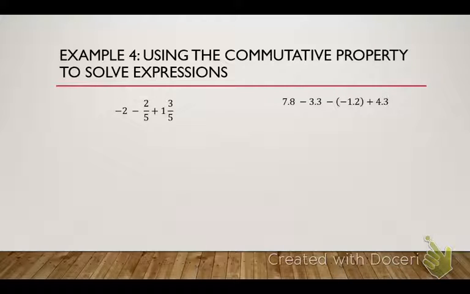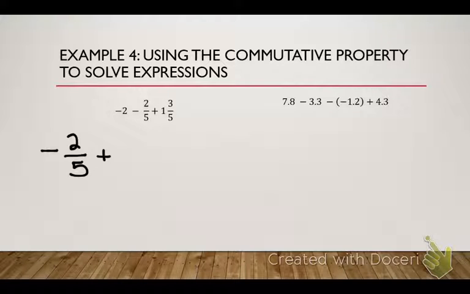Negative 2 minus 2/5 plus 1 3/5. Well, if I was working left to right, I would have to find an LCD, right? Why don't I work my fractions first and see what comes from that? The commutative property says let's rearrange these. Negative 2/5 plus, change it. Just make sure you change those mixed numbers to improper fractions. You will make fewer mistakes if you do that.